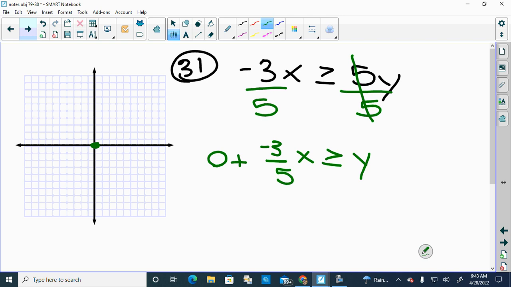Okay, from there, I'm going to go up or down. Down 3. So 1, 2, 3, and then which direction? To the right. 1, 2, 3, 4, 5. Okay, solid line or dash line? Solid.